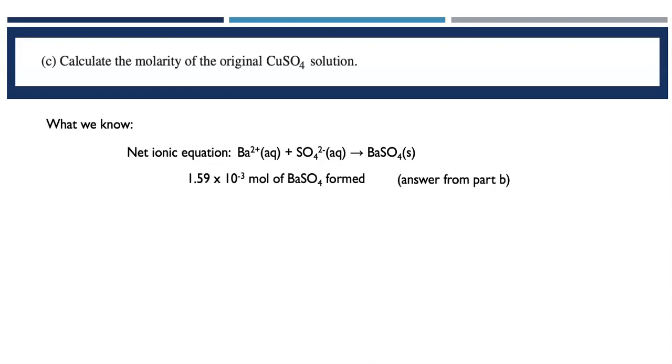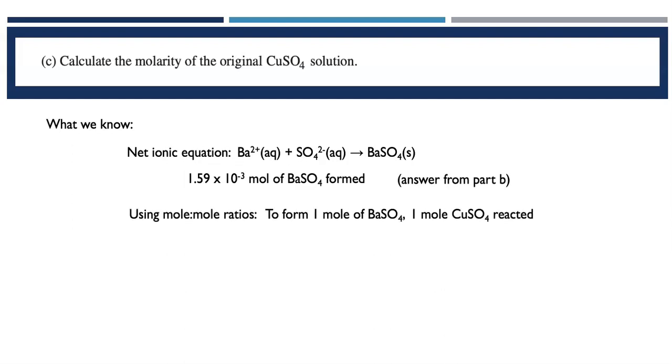And the sulfate ions, of course, came from the copper 2 sulfate. I know how many moles of barium sulfate formed, and for my mole-to-mole ratios, however many moles of barium sulfate formed, I must have that many moles of copper 2 sulfate that reacted, because they're all in a 1-to-1 ratio from that net ionic equation. Therefore, I can state, without doing any additional calculations, 1.59 times 10 to the minus third moles of copper 2 sulfate must have reacted. We can use this information to calculate the molarity.